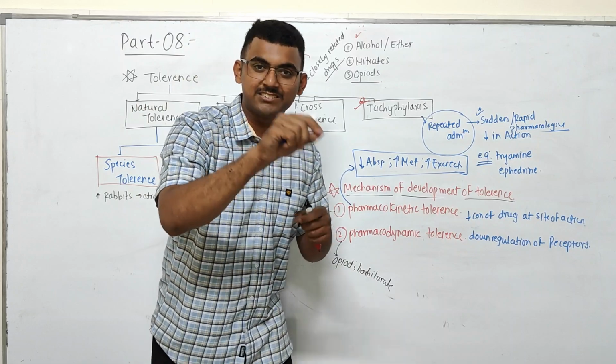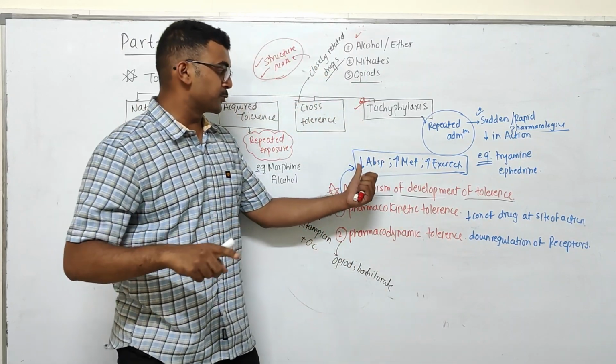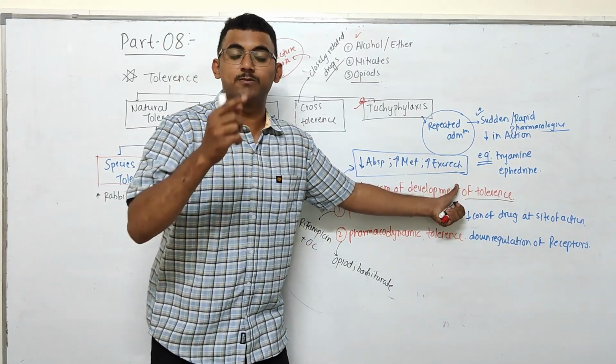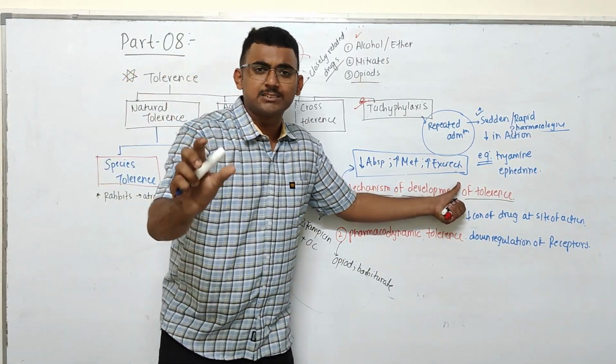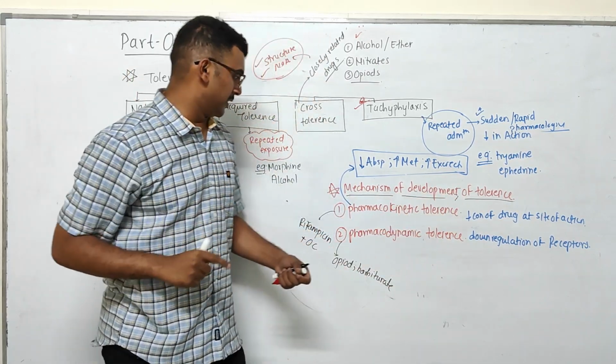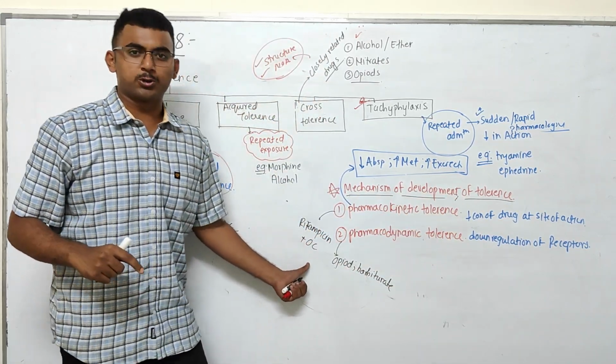And why is there a decrease in drug concentration? Because the absorption has decreased, metabolism has increased and excretion has increased. So because of that, the drug is getting excreted out. Other than showing the pharmacological action, it is being excreted out. One such example is rifampicin and oral contraceptives.